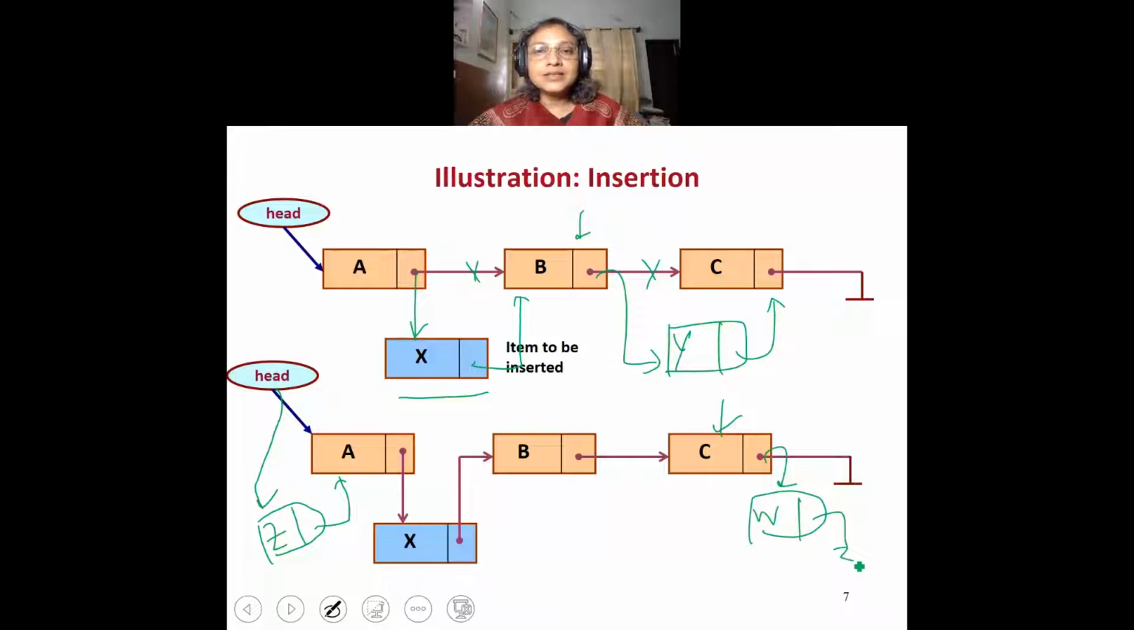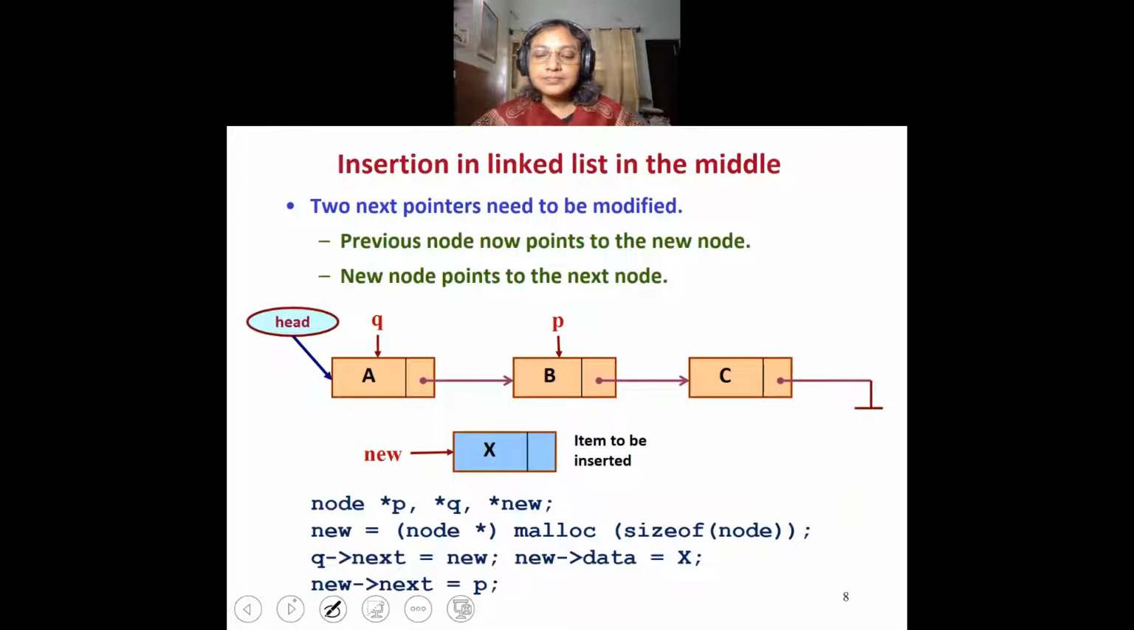In order to insert a node, first we have to allocate space for that node using malloc. We have to populate the data item, and then we have to manipulate the pointers so that we have the list set up. And in order to do that, we must have a handle to the node after which the new node has to be inserted. We will look at code for this soon. So this example is for insertion in the middle. We will look at insertion in the beginning and end later on.